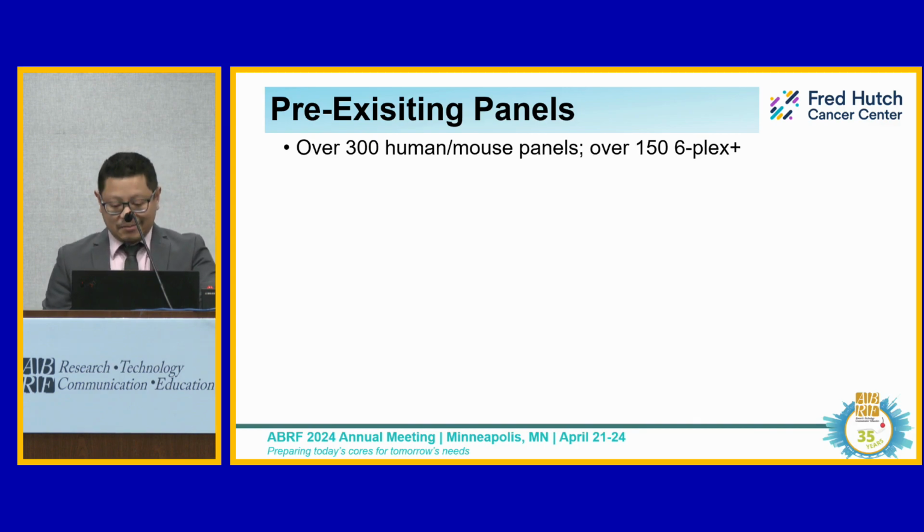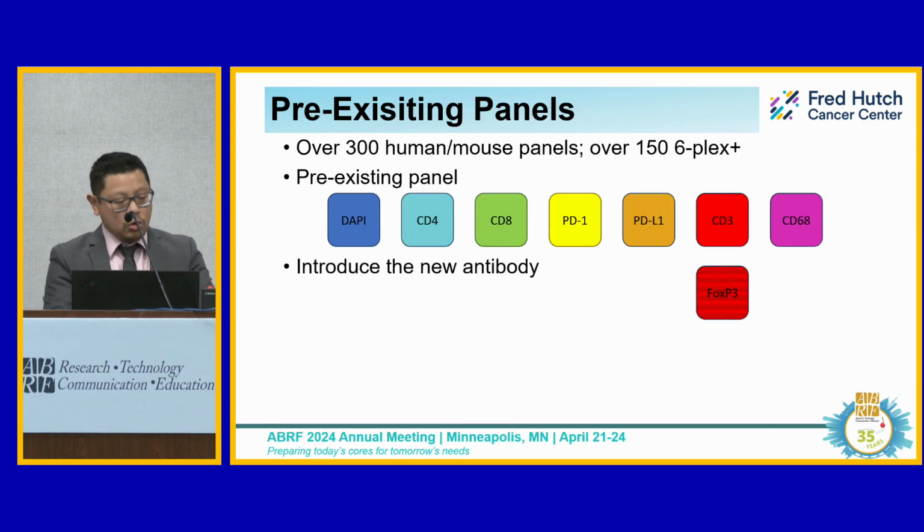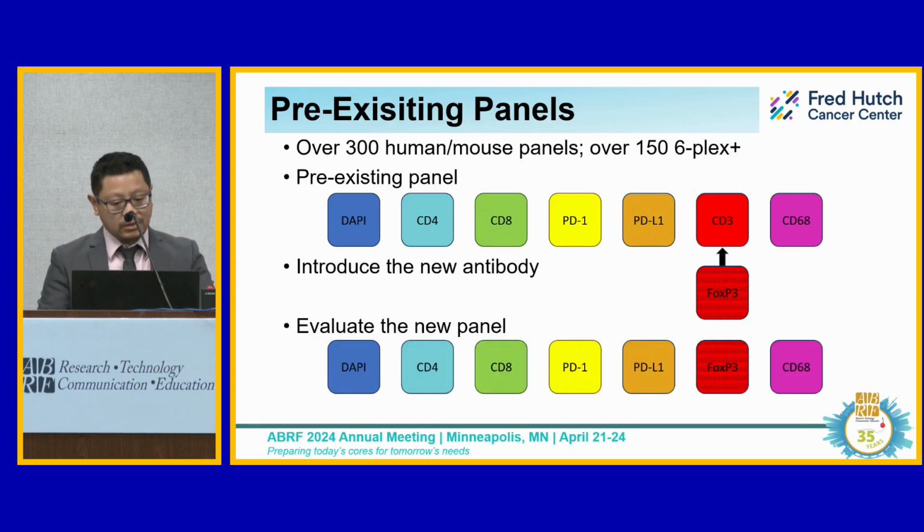But obviously, sometimes investigators don't want what we have. Oftentimes, we'll give them a list, saying, hey, these are our mouse ones. If they're interested in mouse, then they'll say, oh, I want this antibody, or what about this, or I want this combination. So what we'll do is find a pre-existing panel that has as many of the same antibodies that they want in it. And we'll incorporate the new or different antibody in place of the one they don't want. And then we'll evaluate that new panel.